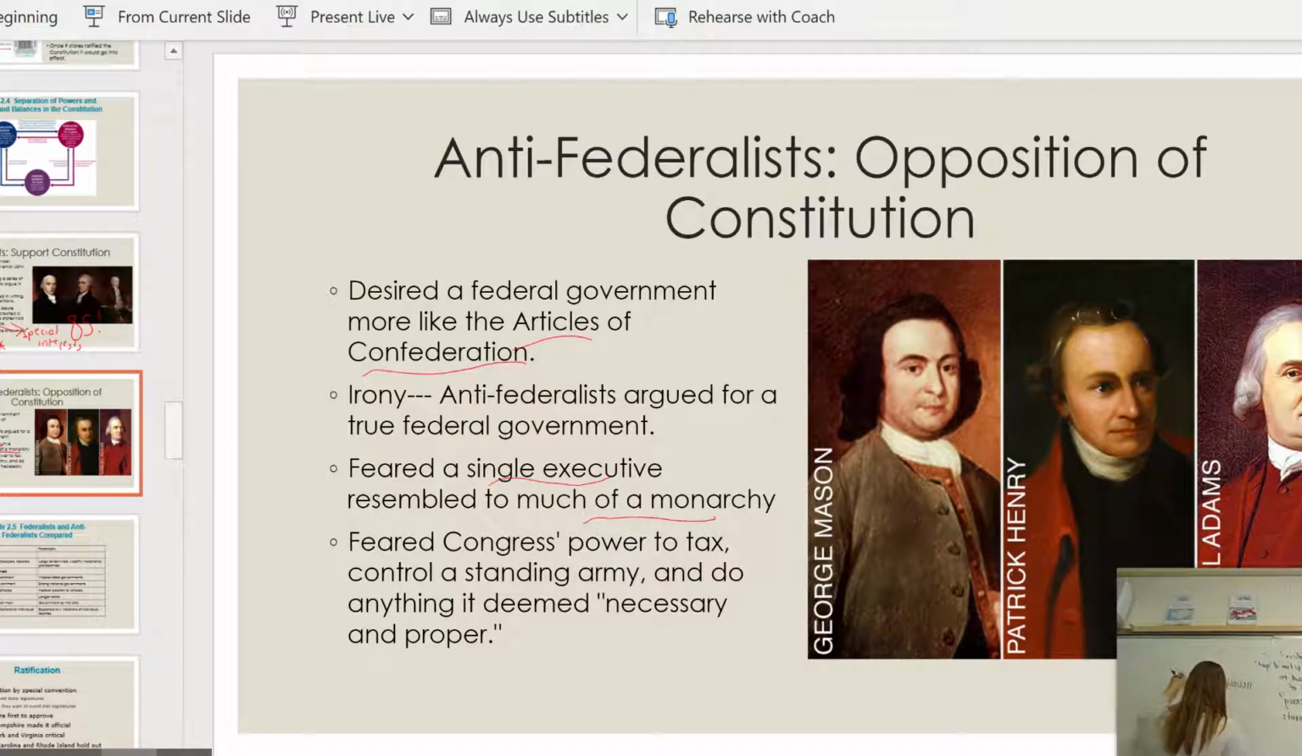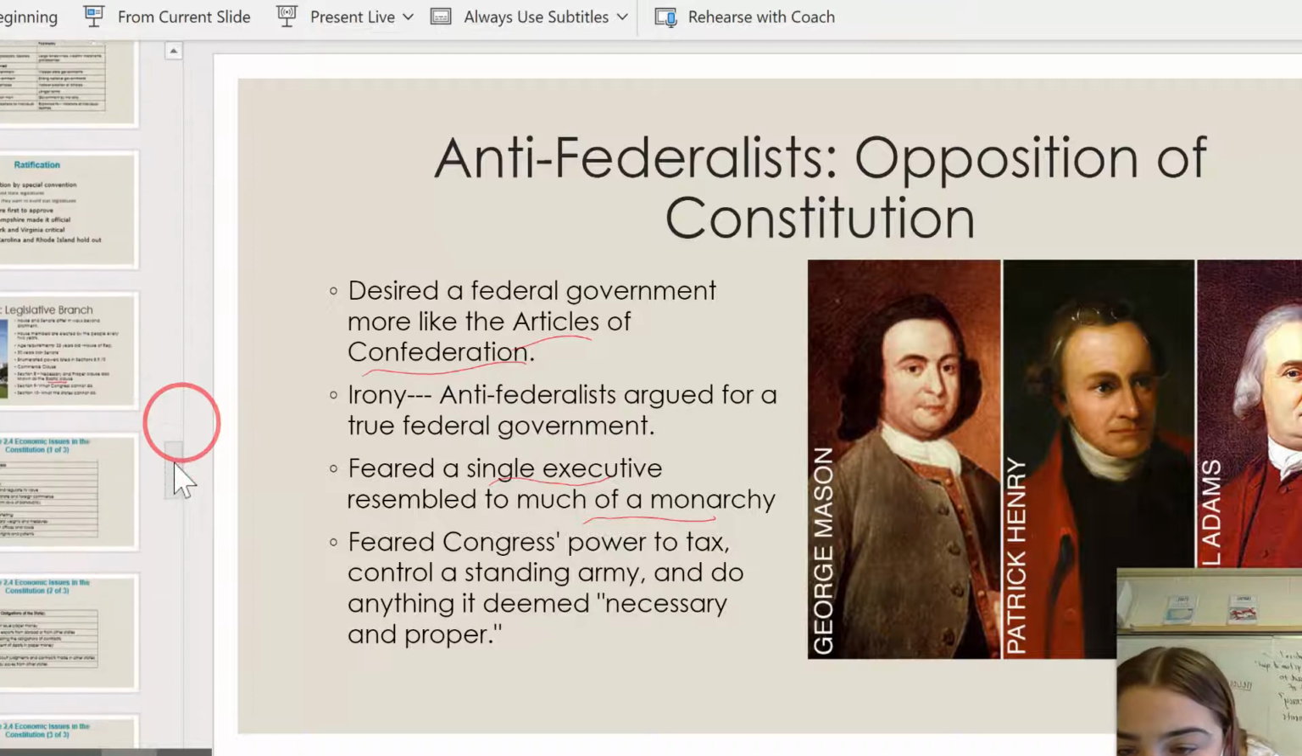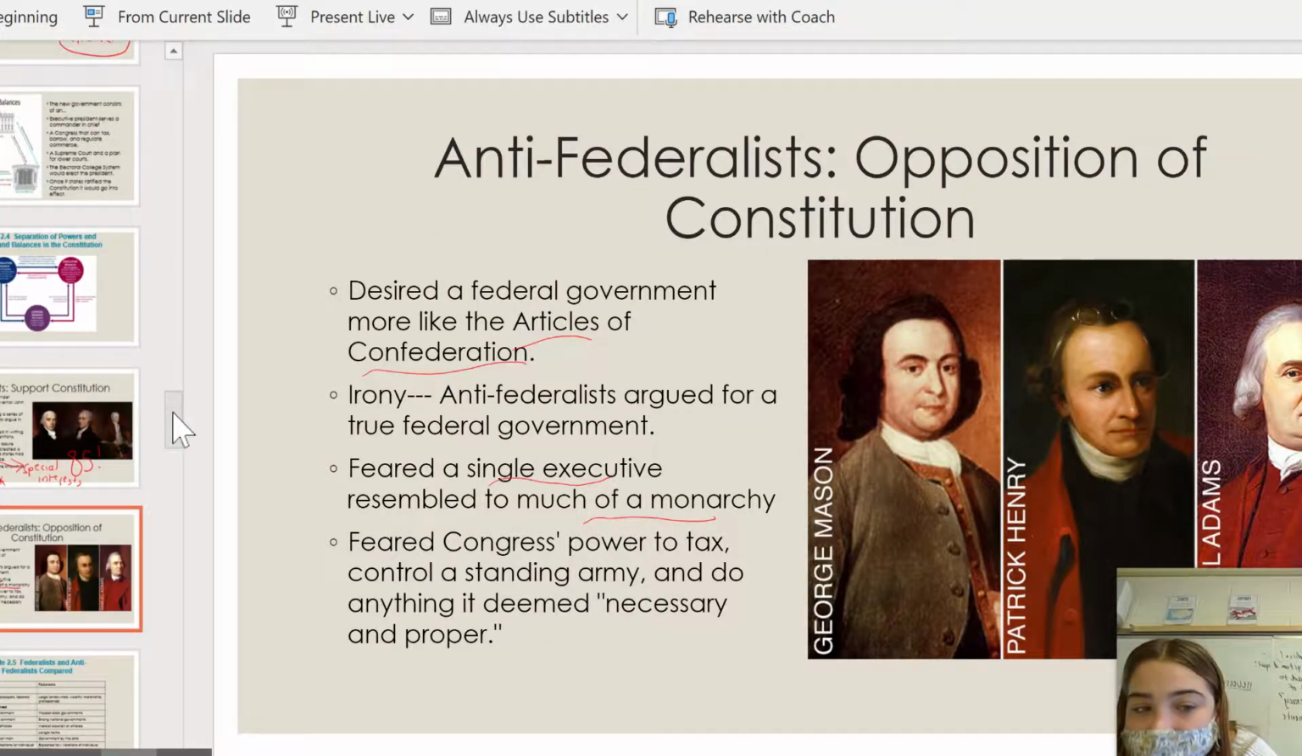The necessary and proper clause. The necessary and proper clause. Now, does this come up right here? Okay. This is also known as the elastic clause.